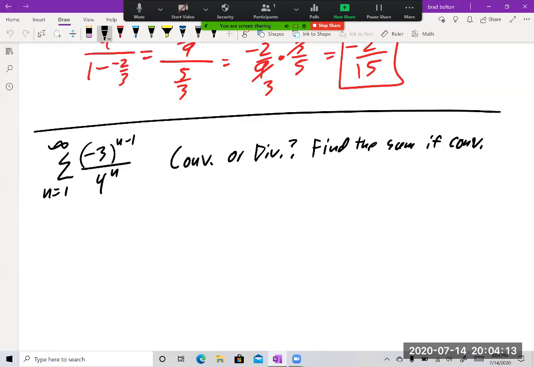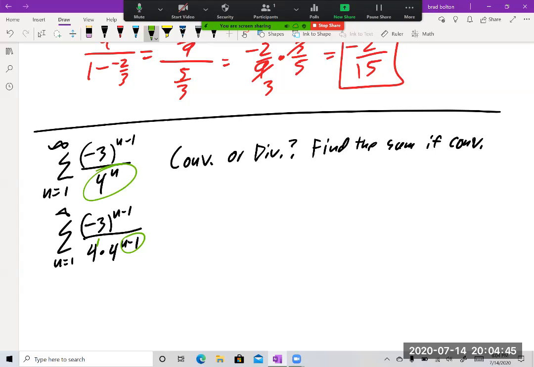So technically what I could do is n equals 1 to infinity of negative 3 to the n minus 1. What if I wanted 4 right here to be n minus 1? Well, what if I wrote it as 4 times 4 to the n minus 1? Now, what is 4 times 4 to the n minus 1? Well, wouldn't you just add the powers, right? And that's a 4 to the 1. So that would be 4 to the 1 times 4 to the n minus 1. If you added it, wouldn't you get just 4 to the n? So that's a way I could write it without doing anything.